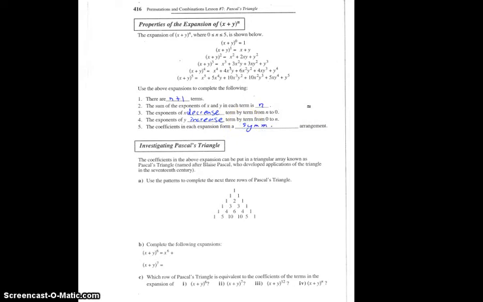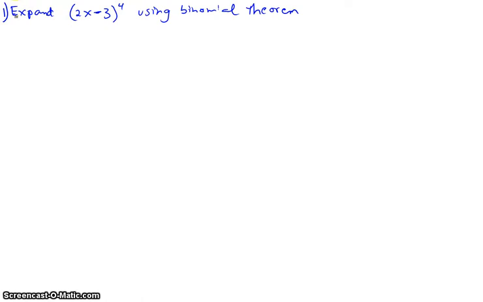So we're going to revisit and do some expansions of binomials by using these patterns. We'll do these expansions on some blank paper in the back of your workbook, or on scrap paper, and keep it with this lesson. On a piece of paper, please copy this question down, and then we'll work through it together. Expand (2x minus 3) to the 4 exponent using binomial theorem.